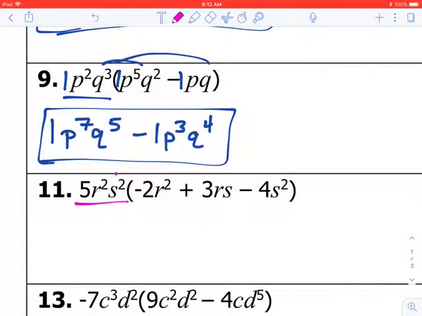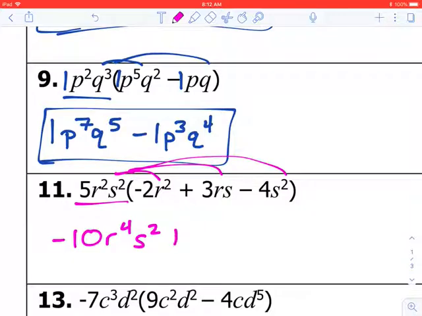I've got all of these to go ahead and multiply. So 5 times negative 2 is negative 10. And then pay attention to your variables. R to the 2 plus 2 is 4. And then s squared doesn't change because there was no s here. Okay? So 5 times 3 is 15. R to the 2 plus 1, so that's R to the 3rd. And then s to the 2 plus 1 as well, which is s to the 3rd.